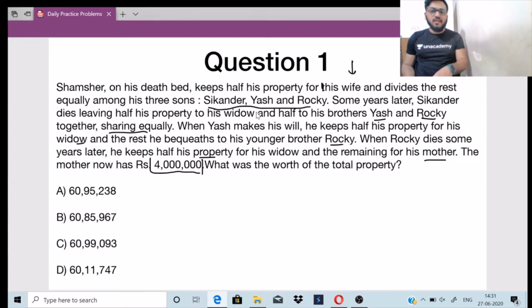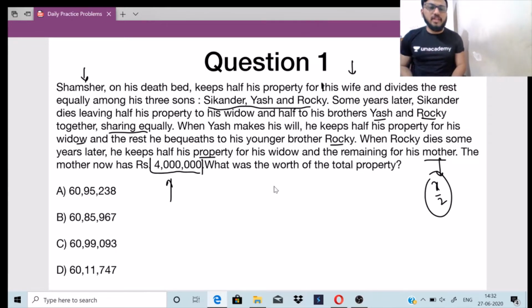When Yash dies, he gives half his property to his widow, that is his wife, and the other half of Yash's property will go to his younger brother Rocky. Now when Rocky dies, half of Rocky's property will go to his wife, and the remaining half will go to his mother, who is already having half of the property of her husband Shamsher. After this whole half and half process, the mother will have a total property of 40 lakhs. So what is the worth of the total property which Shamsher had? Here are the four options.